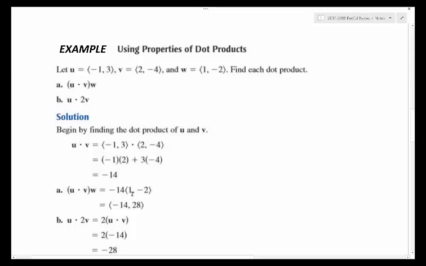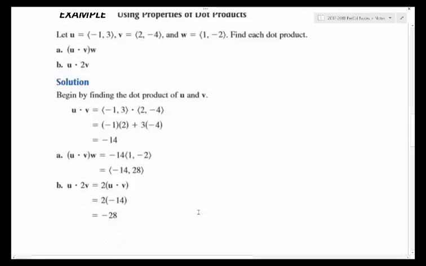When I multiply a dot product times a vector, I'm going to end up getting a vector as my answer, because ultimately I've got that vector I have to deal with. Dot product may be a number, but a vector is still a vector. So negative 14 times 1 and negative 14 times negative 2 gives me vector negative 14, 28. On B, the dot product of u with twice vector v. I can take the dot product of u and v, which is negative 14, and multiply that by 2. You can just take that 2 out there, because we're not multiplying it by both u and v.